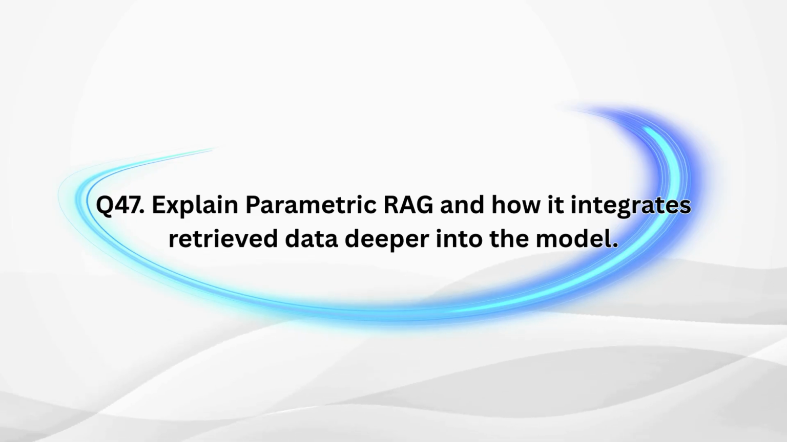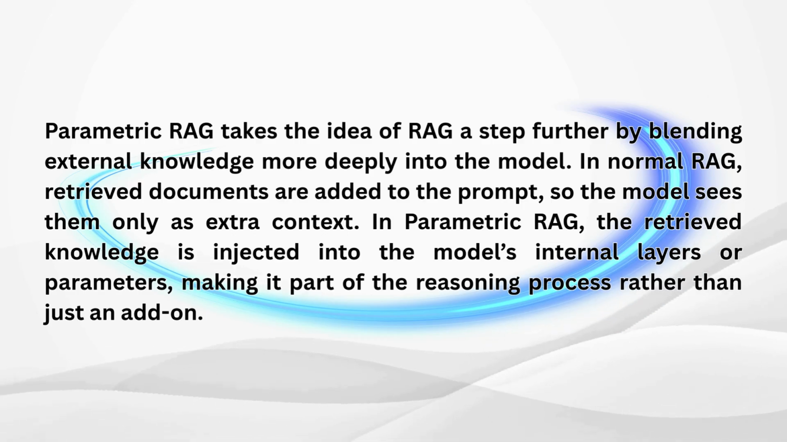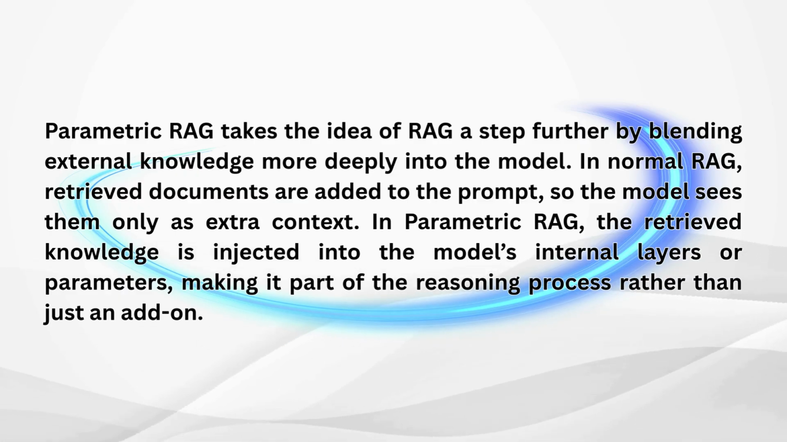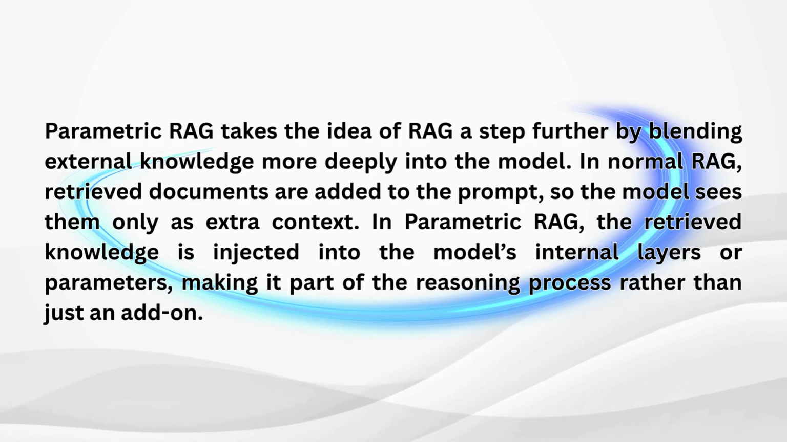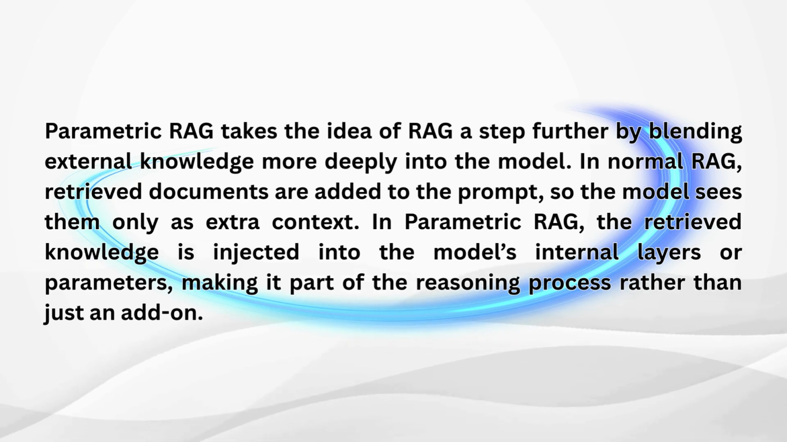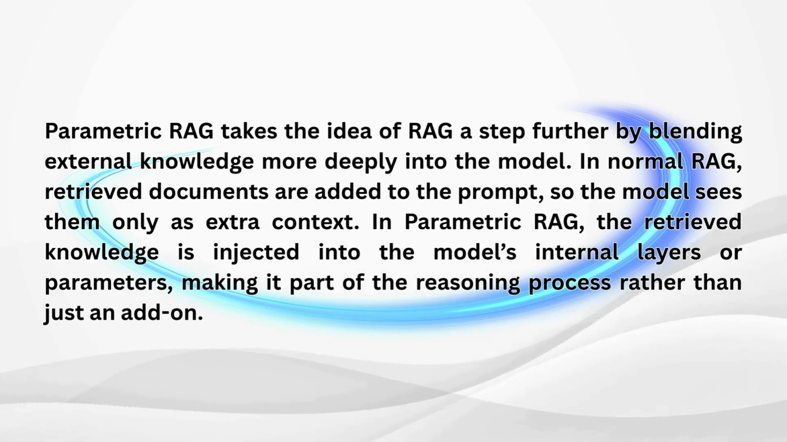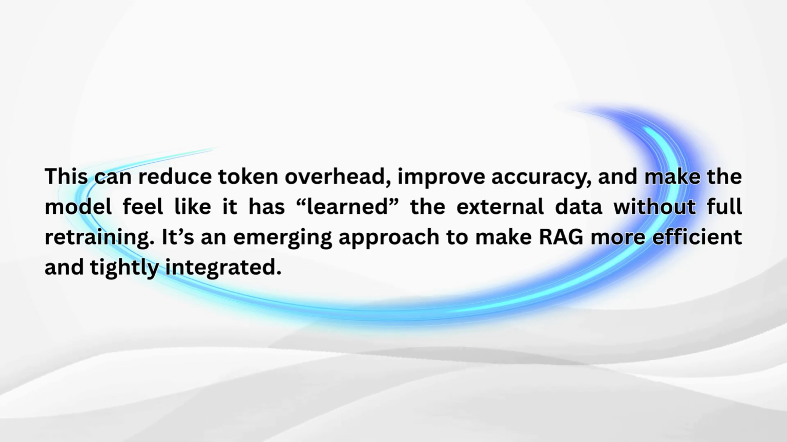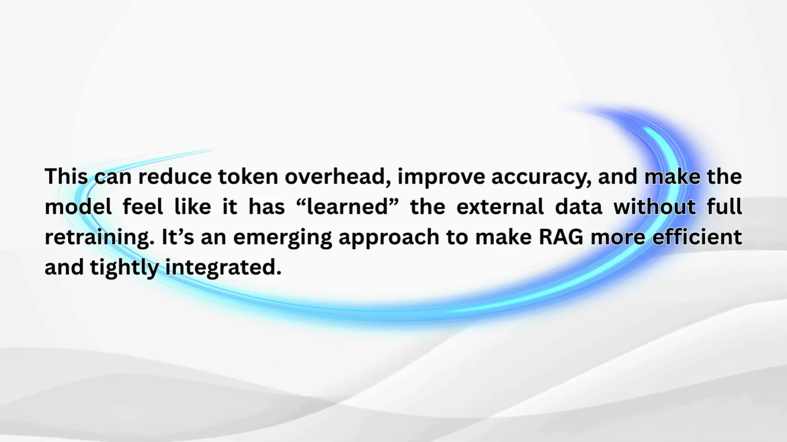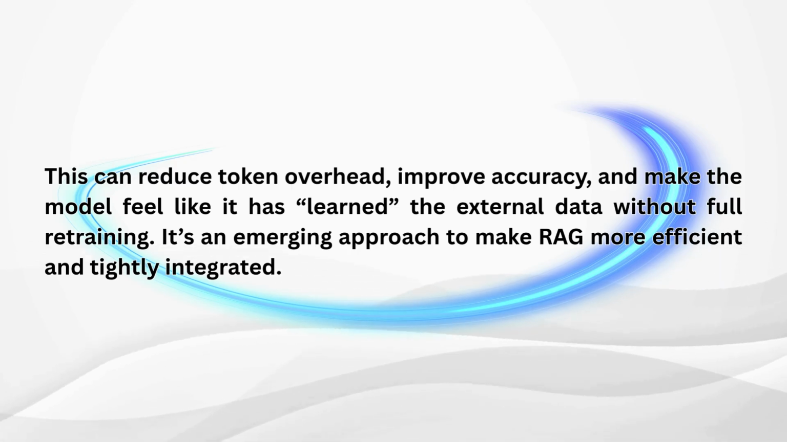Explain parametric RAG and how it integrates retrieved data deeper into the model. Parametric RAG takes the idea of RAG a step further by blending external knowledge more deeply into the model. In normal RAG, retrieved documents are added to the prompt, so the model sees them only as extra context. In parametric RAG, the retrieved knowledge is injected into the model's internal layers or parameters, making it part of the reasoning process rather than just an add-on. This can reduce token overhead, improve accuracy, and make the model feel like it has learned the external data without full retraining. It's an emerging approach to make RAG more efficient and tightly integrated.